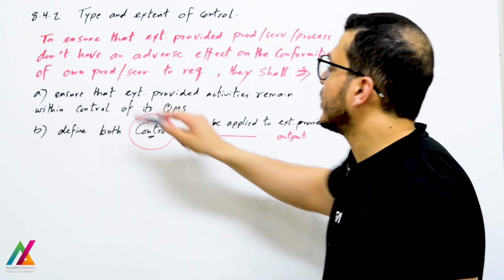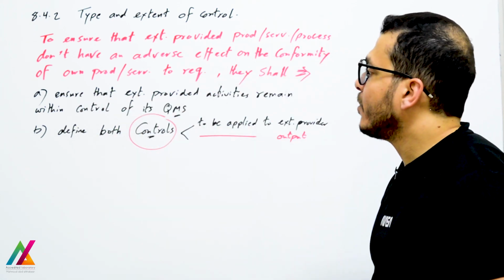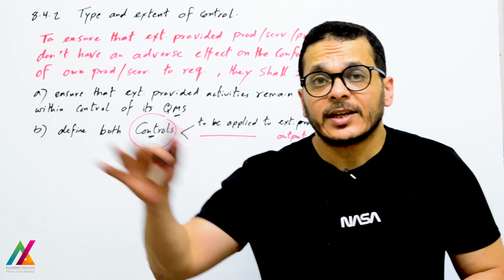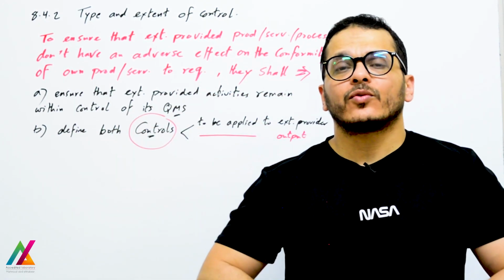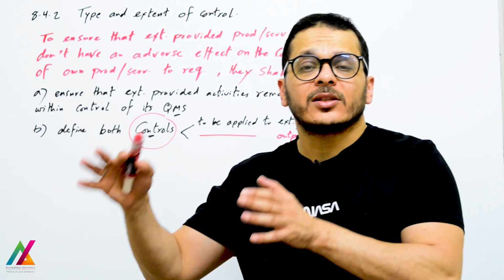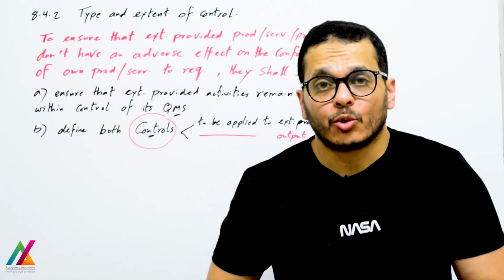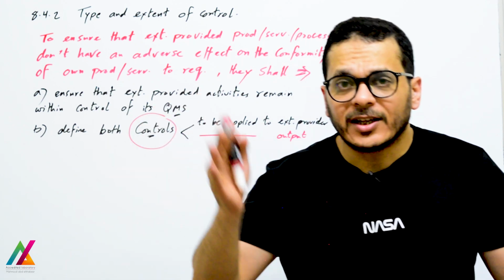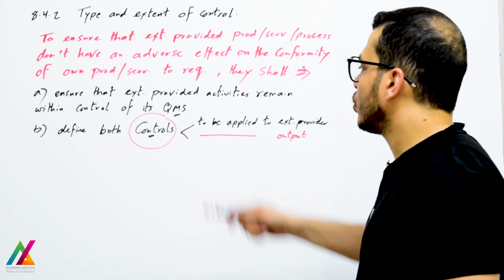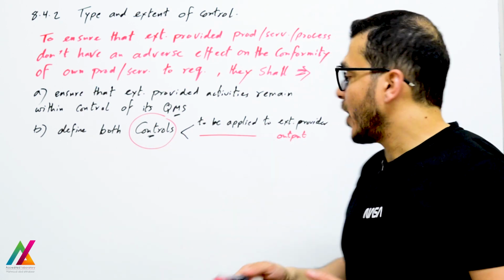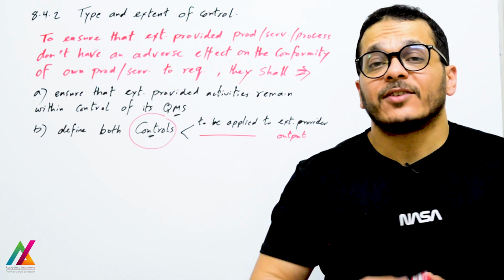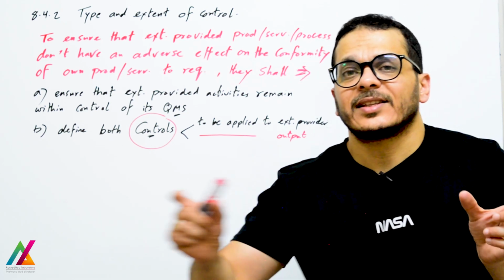You shall ensure that externally provided activities remain within the control of your quality management system. These activities by the external provider shall be under the umbrella of your quality management system. So it will be the same as other processes that you perform in your organization. Everything will be controlled under the quality management system. And also you shall define both the controls to be applied to the external provider and the controls to be applied to the output, the product or service at the final stage, to ensure that the output meets the input requirements.